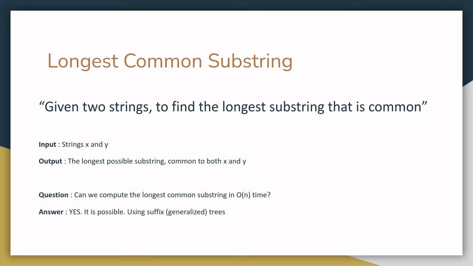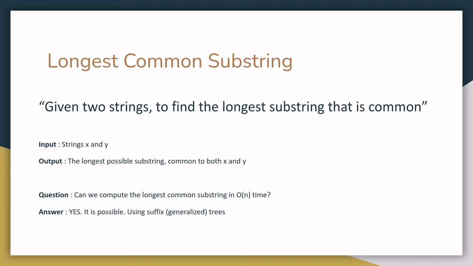Let's look at the longest common substring problem. It states that given two strings, the task is to find the longest substring that is common between the two strings. And by substring, we mean an array of characters that is contiguous. So the input can be two strings x and y, and the output is the longest possible substring which is common to both x and y.